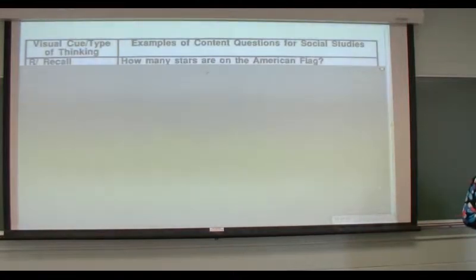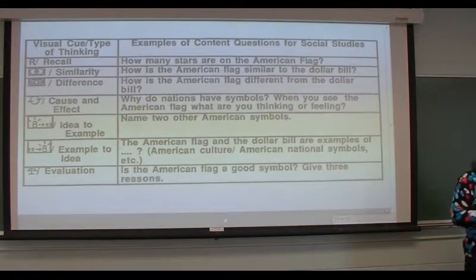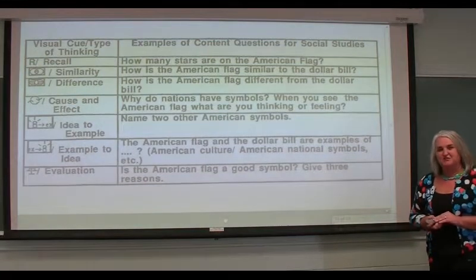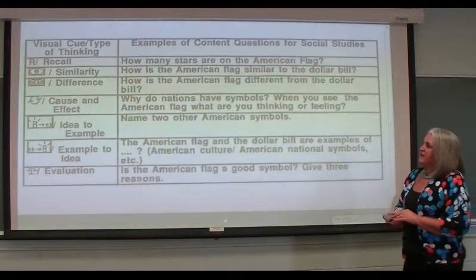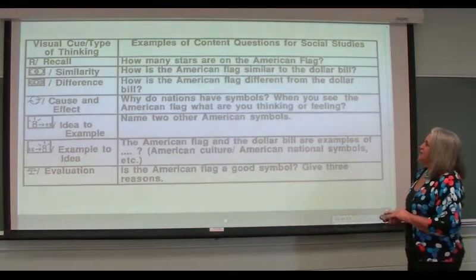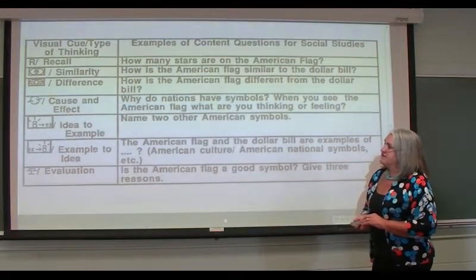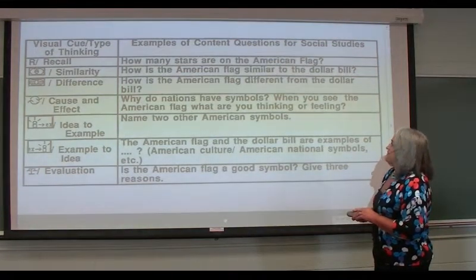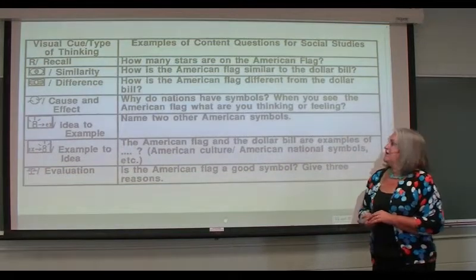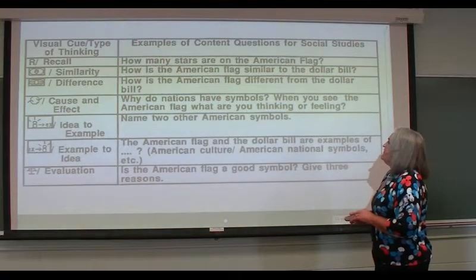So an example of, and I'm just going to cover all of them and we can talk through them. We're just looking at something simple because when I'm teaching a strategy, remember, we want to keep the content simple so we understand the strategy. So our simple recall question would be, how many stars on the American flag? Then moving up to the next one was the Venn diagram where we want to do something similar. How is the American flag similar to the dollar bill? The next question, differences. How is the American flag different from the dollar bill?